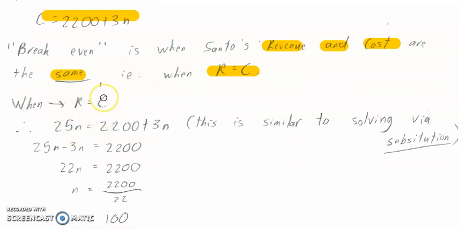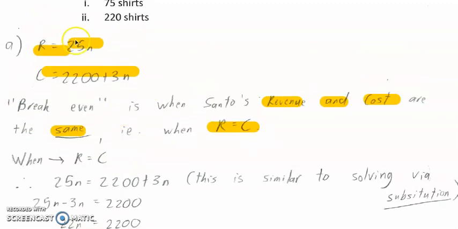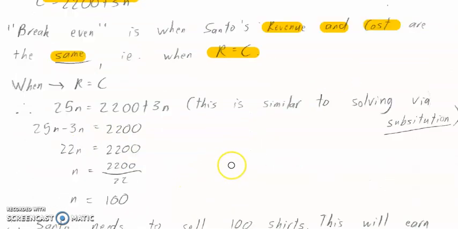So when R equals C, R is equal to 25N. So I'm going to replace the letter R with 25N. C is equal to 2,200 plus 3N. So I'm going to replace the letter C with 2,200 plus 3N. So as I've noted here, this is very, very similar to solving by substitution.